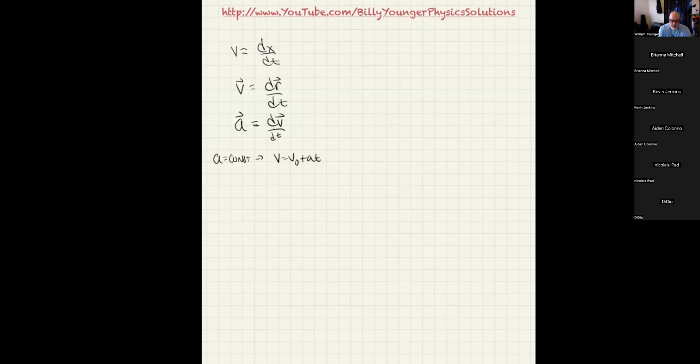Then we tried setting that equal to V0 plus AT, remember that's velocity as a function of time, so that's dx over dt. And we could integrate that, and that gave us x is equal to 1/2 AT squared plus V0t plus x0.